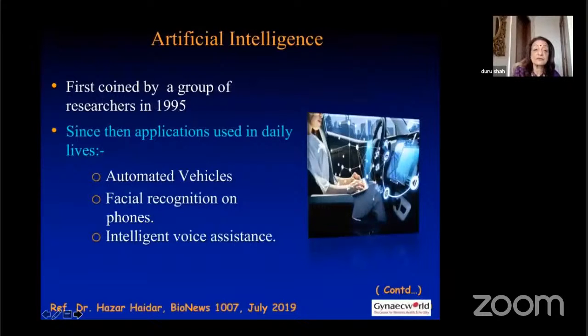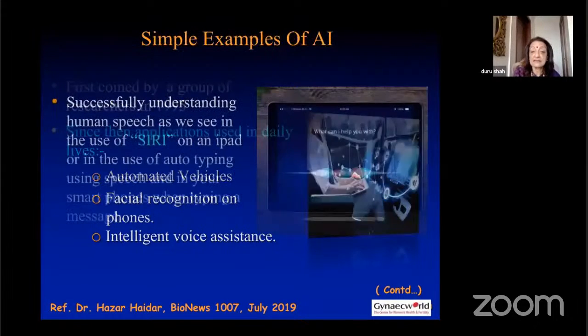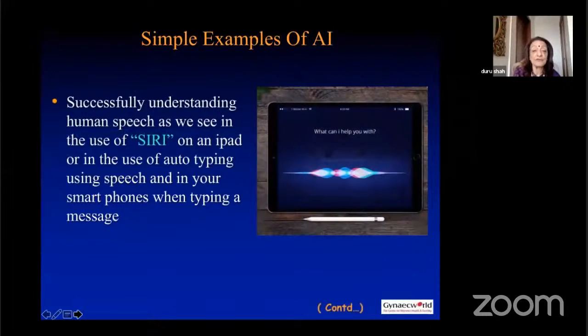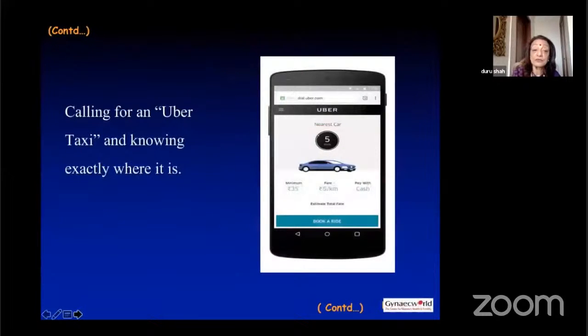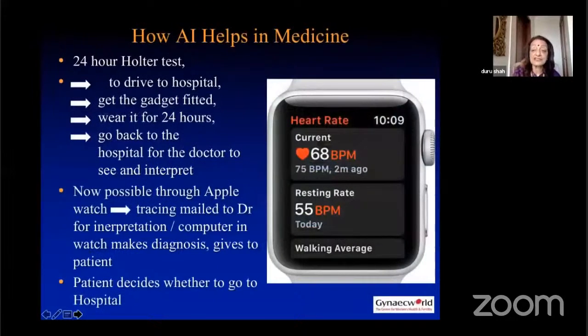So it was first coined by a group of researchers in 1995, and since then applications have been used in daily lives. For example, you have the automated vehicles today where you don't really need a driver to drive. The car drives on its own, parks on its own. There's facial recognition on phones. There's intelligent voice assistants like Siri, which is used on an iPad or an iPhone, and by just speaking to Siri, you can get the information you're looking for. You can also track a parcel when it goes through a Blue Dart service. You can also call an Uber taxi and know where exactly it is. You can call your lab and find out where your technician has reached.